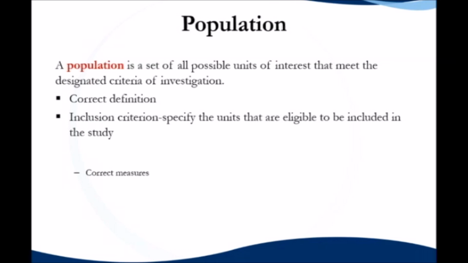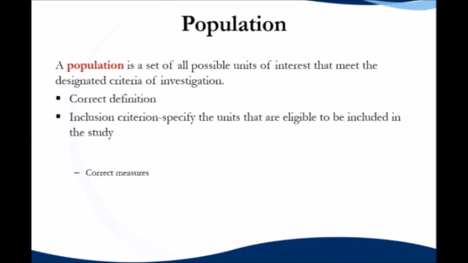So in terms of your sampling, when you do a study, there is a population that you are interested in studying. And that population is obviously based on your research questions, your objectives. They are the ones which are going to point you to where you are going to get data for these questions that you have. What is supposed to be your unit of observation or your sampling unit, if they are different. So a population, we can call it a set of possible units of interest that meet the designated criteria of investigation.